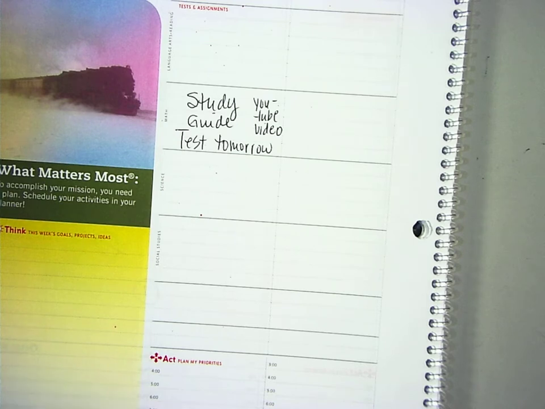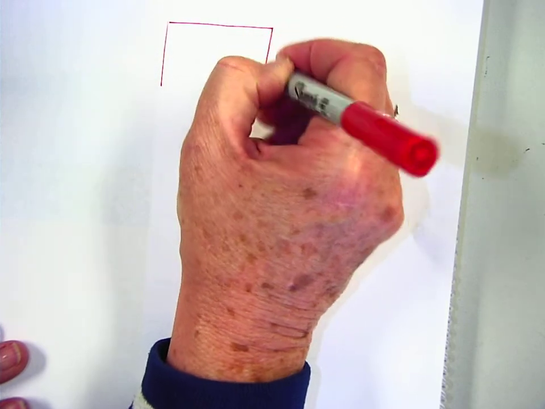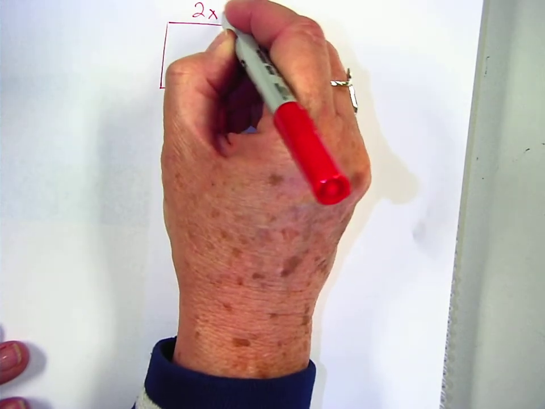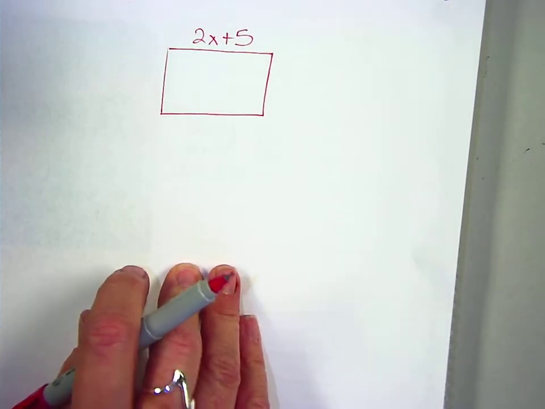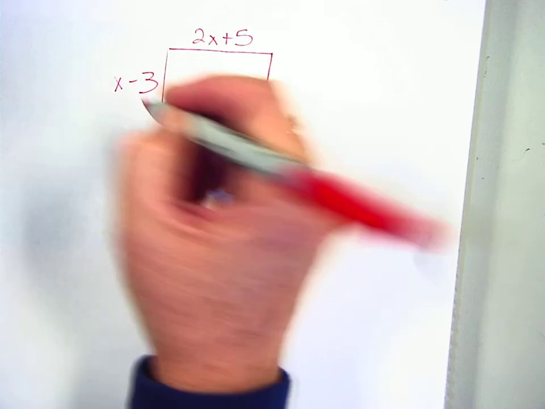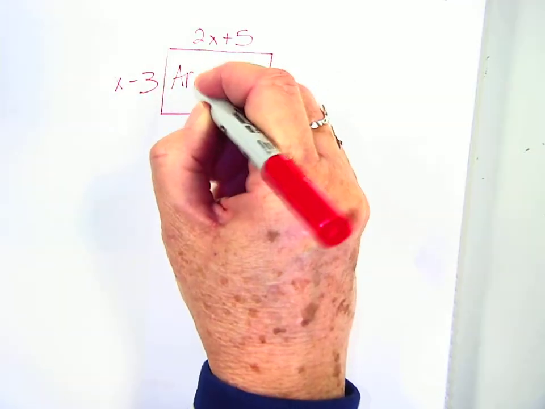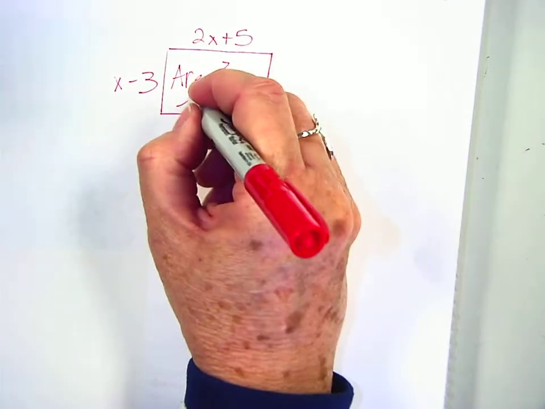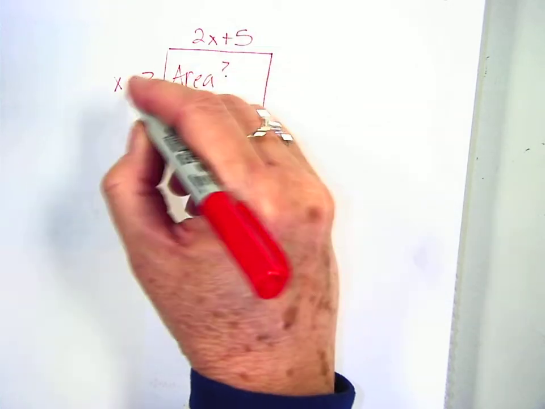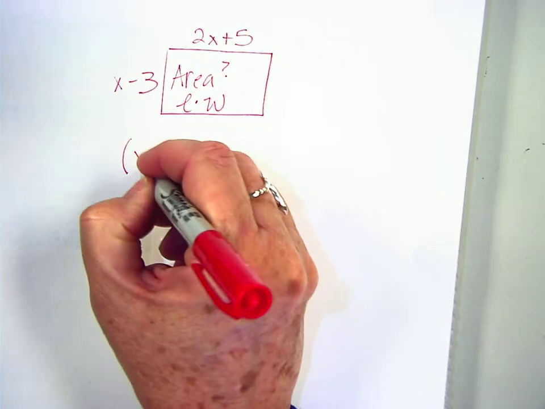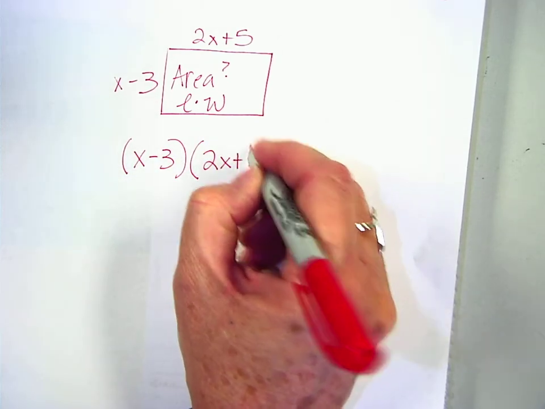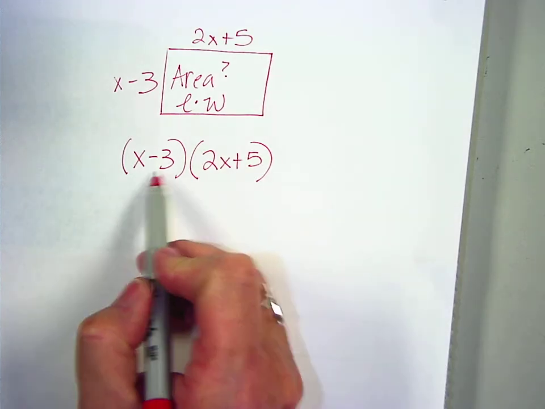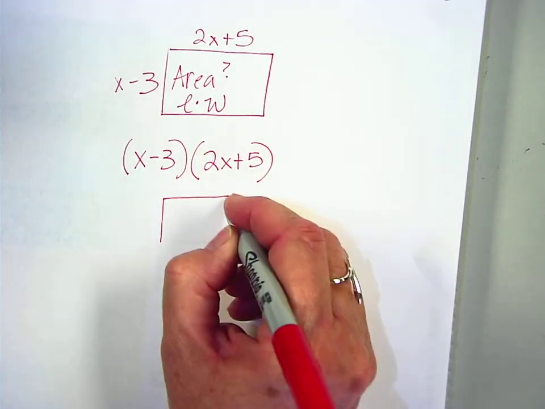My yard is 2x plus 5 units long. I'm going to assume my yard's a rectangle. And my yard is x minus 3 units wide. What is the area of my yard? Well, area is length times width, and I have the length and the width of my yard. So if I just multiply those together, length times width, we should get the area. We are multiplying two binomials. It's a 2 by 2 Punnett square.